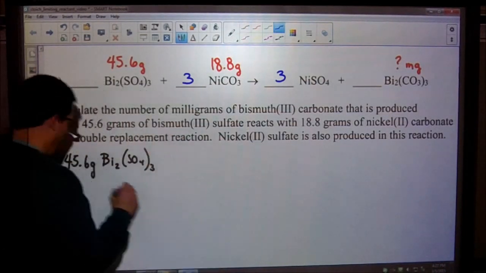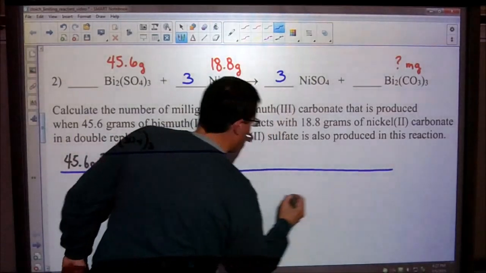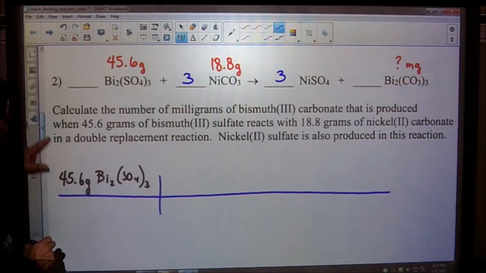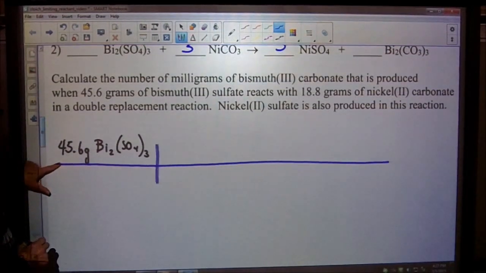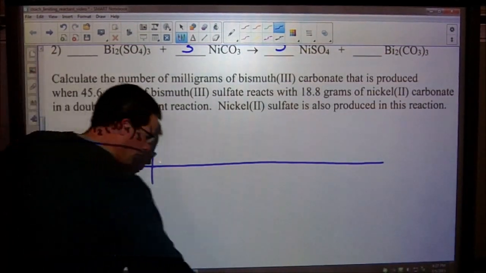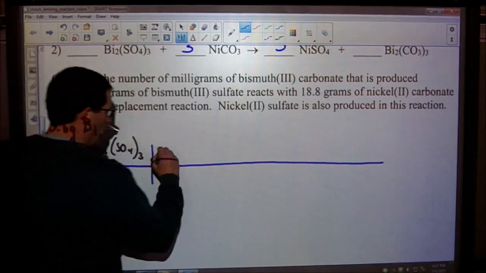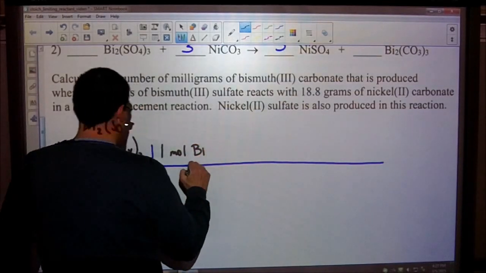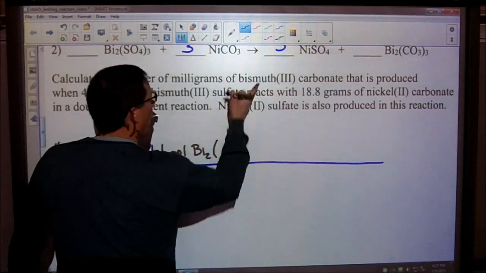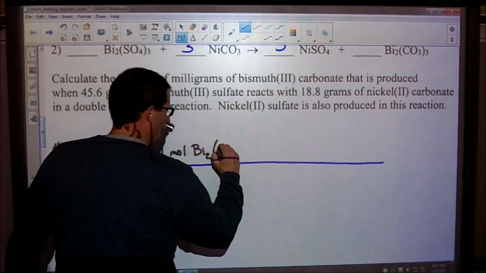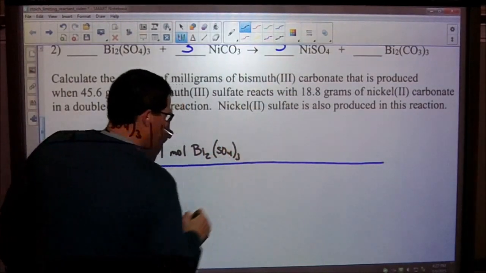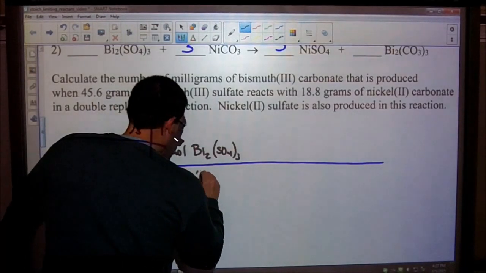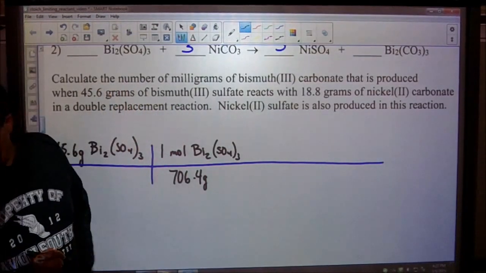Okay. And again, step 2 asks me, and actually let's scoot that on down. It asks me to convert that into moles, so I'm going to go ahead and convert that into moles. So move my grams of bismuth down, and again, since this is not the mole ratio, I don't want to write what I have in the balanced equation for this. This is sulfate. Okay. Now I went ahead and did the mass for this, so 706.4 grams. And again, I did that calculation beforehand.